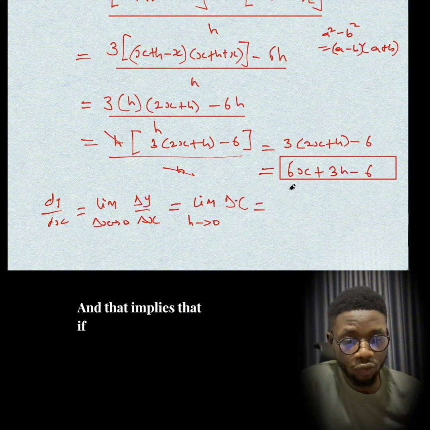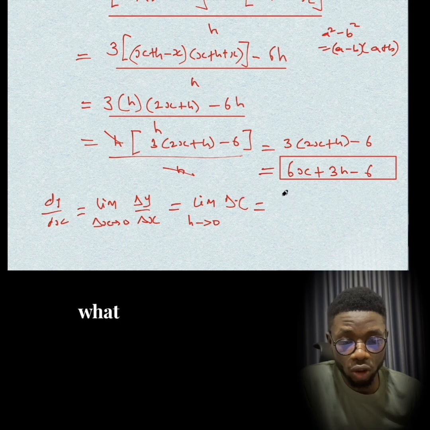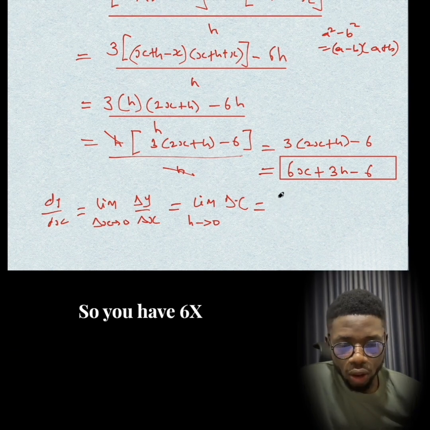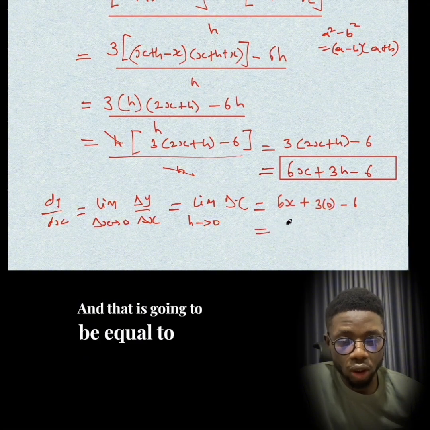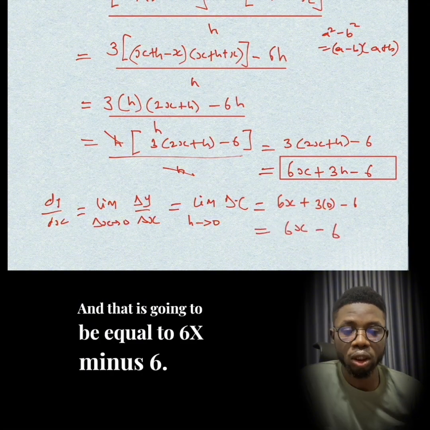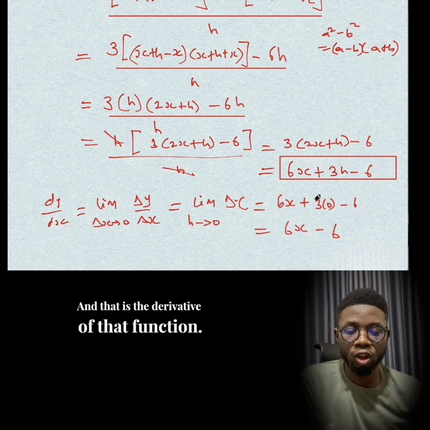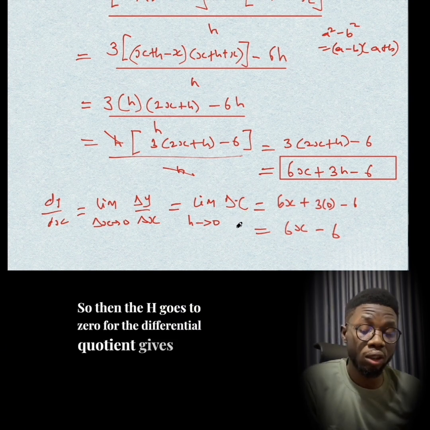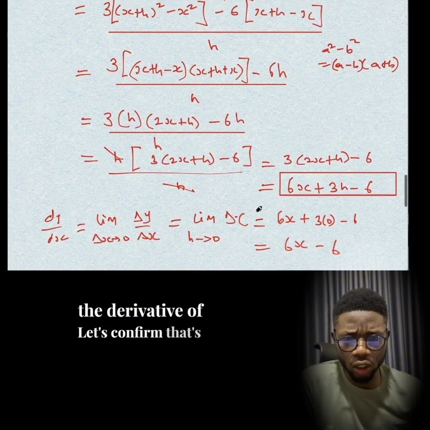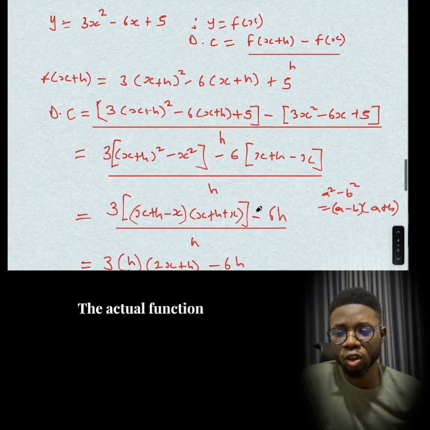That implies that if you apply h goes to 0 in this place, what do you have? You have 6x plus 3 times 0 minus 6, and that is going to be equal to 6x minus 6. And that is the derivative of that function. So turning h towards 0 for the differential quotient gives you the derivative of it. Let's confirm if that's true.